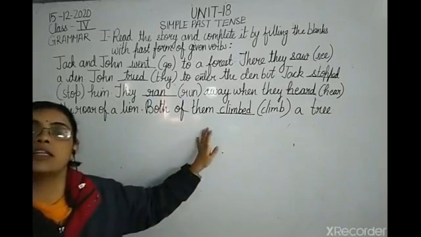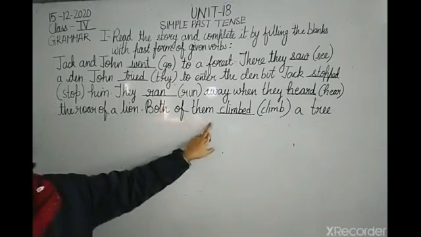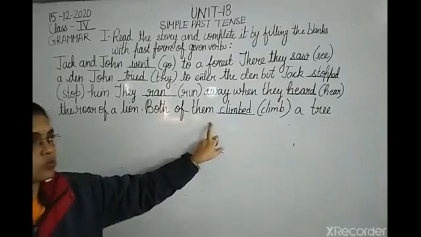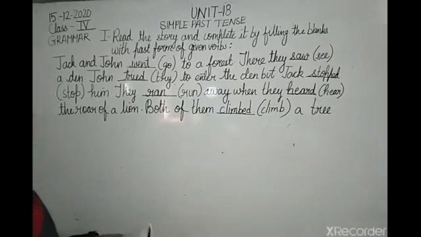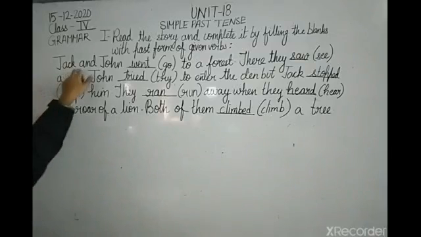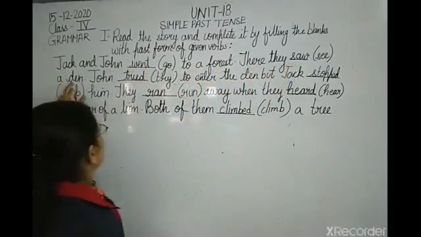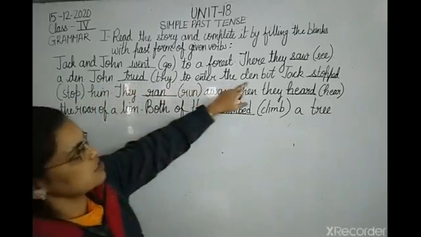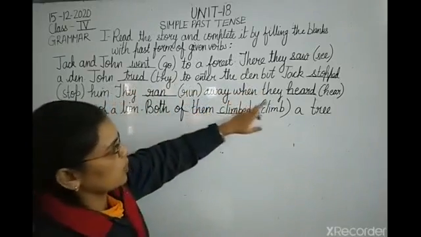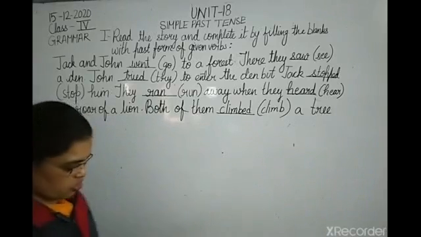Now till here I had done in the last video. So I hope all of you have tallied that you have written the correct past form of the verbs given in the bracket. उनके past form आपने ठीक लिखे हैं. Again I am revising till here, then I will be continuing the story. Jack and John went to a forest. There they saw a den. John tried to enter the den, but Jack stopped him. They ran away when they heard the roar of a lion. Both of them climbed a tree.